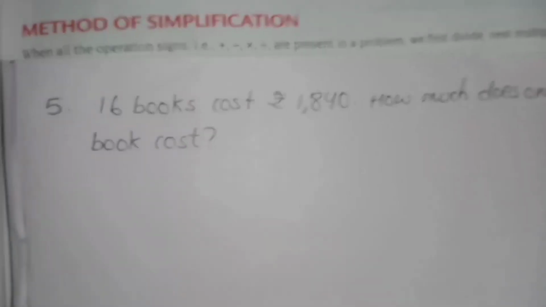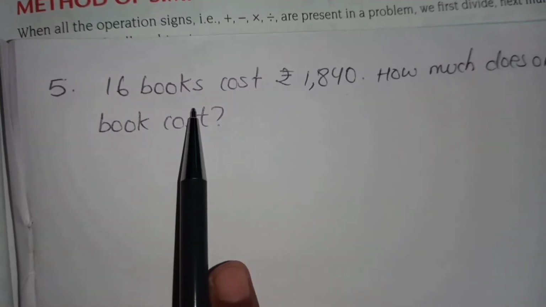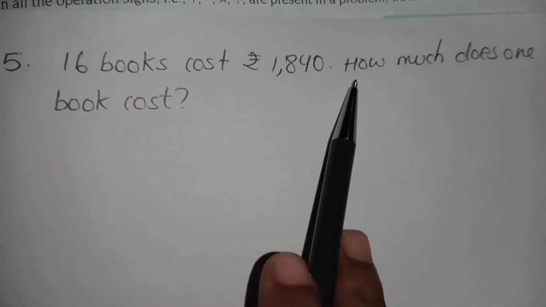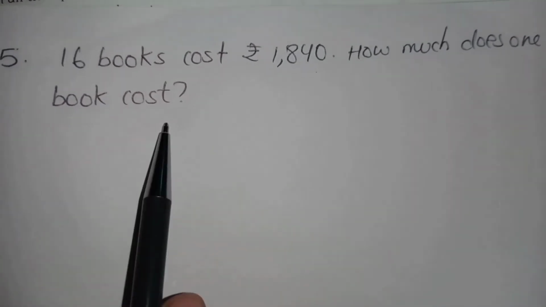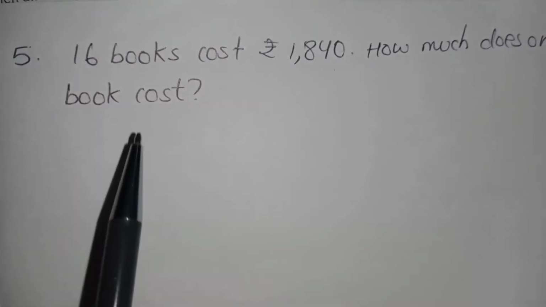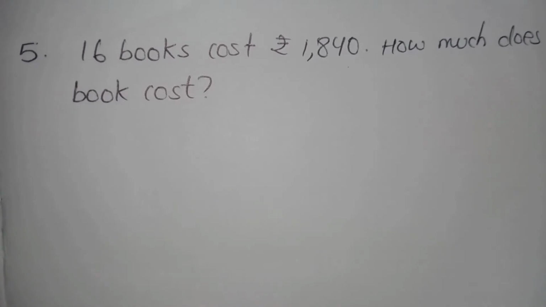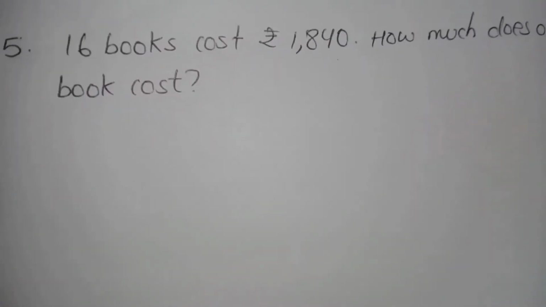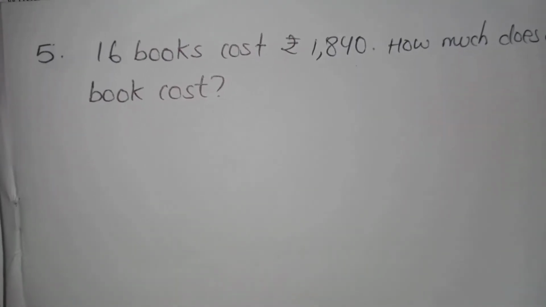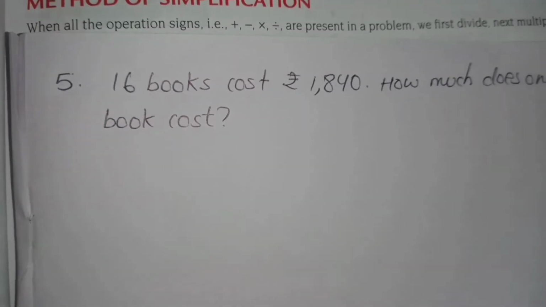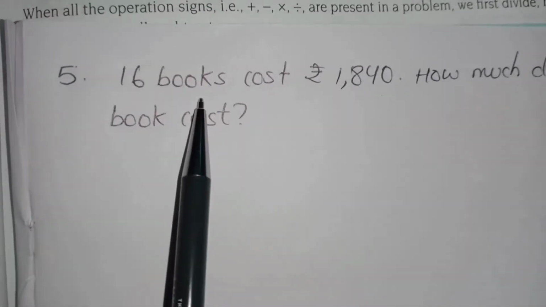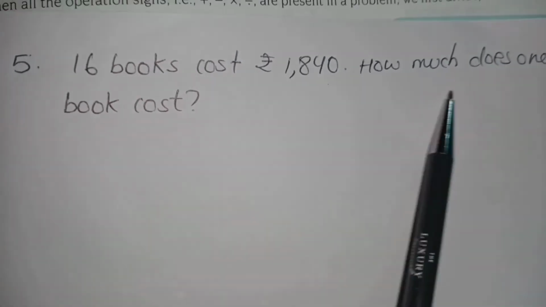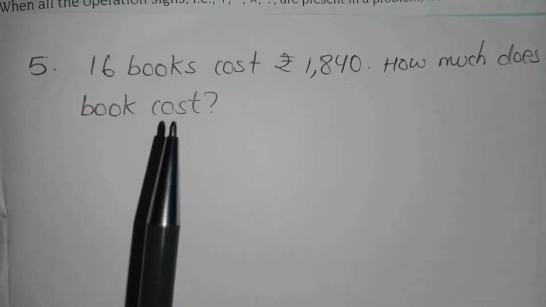Now question number 5. Okay, 16 books cost rupees 1840. How much does one book cost? Now this question number 5 is different from questions 1, 2, 3, 4. That was about multiplication. There, the cost of one thing was given and they were asking us to find the cost of many. Now here they have given the cost of many, like 16 books, and they are asking for the cost of one book.